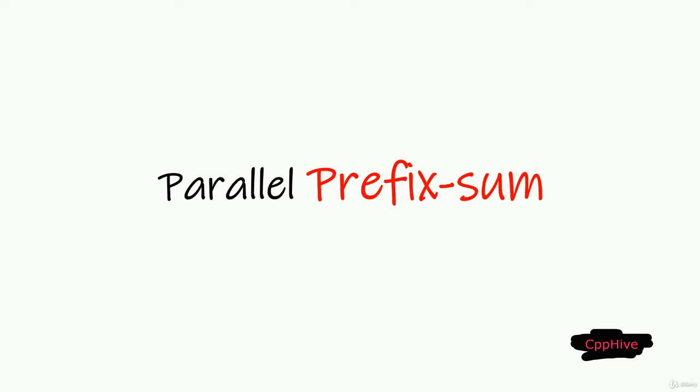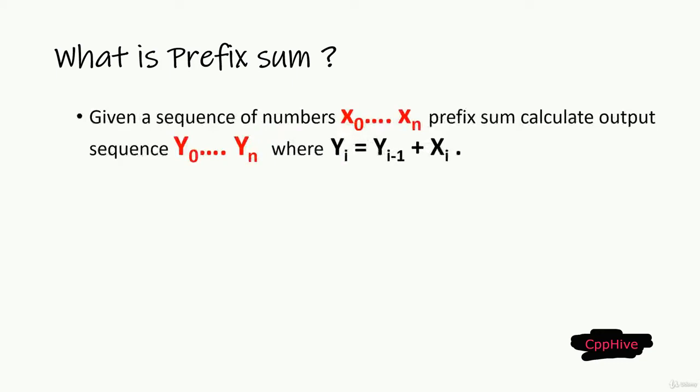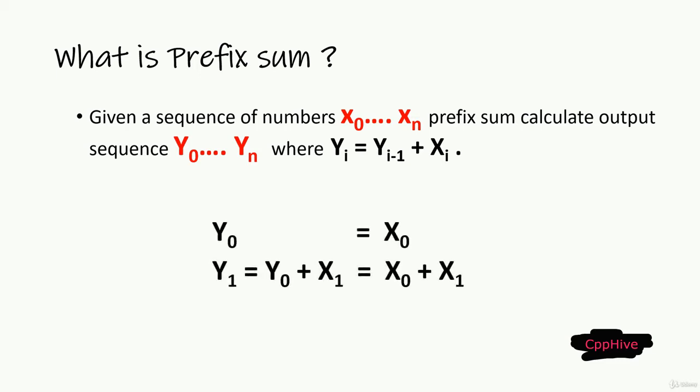So let's first start our discussion by looking at the functionality of the prefix sum algorithm itself. Given a sequence of numbers, let's say x0 to xn, prefix sum calculates a second sequence of numbers y0 to yn where yi is equal to yi minus 1 plus xi. So in the output sequence, the first value y0 will be x0 itself. y1 will be y0 plus x1, which is the same as x0 plus x1. y2 is y1 plus x2, which is the same as x0 plus x1 plus x2.